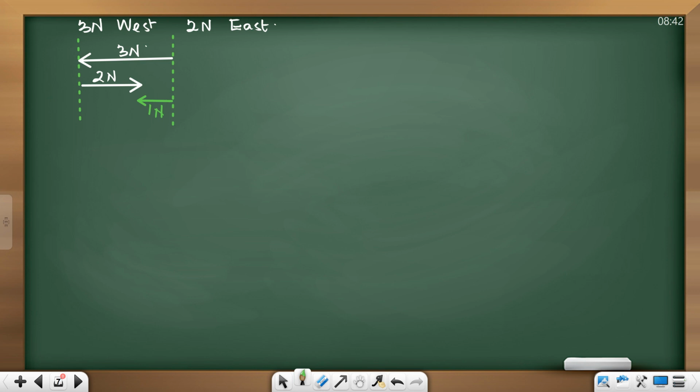The remaining 1 is my resultant. And the resultant will be in the direction of the what? The bigger force. Which force is bigger? 3. Hence, it's in that what? Direction. Are we okay there? All right.